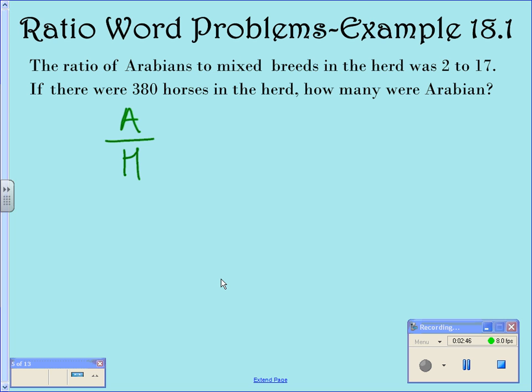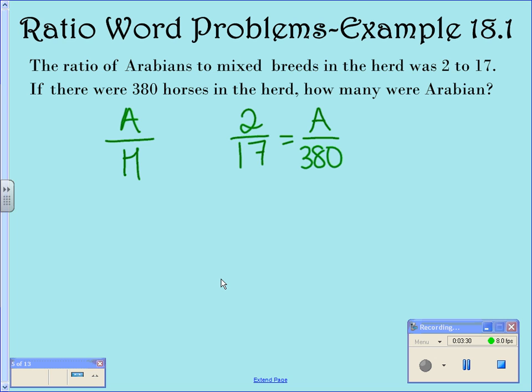Okay. So what would be the next ratio? The Arabians to the herd. What would be the other ratio? You agree with that? Okay. The mixed breeds in the herd. Arabians are purebreds, and then it's just like these purebreds. Does that make sense?